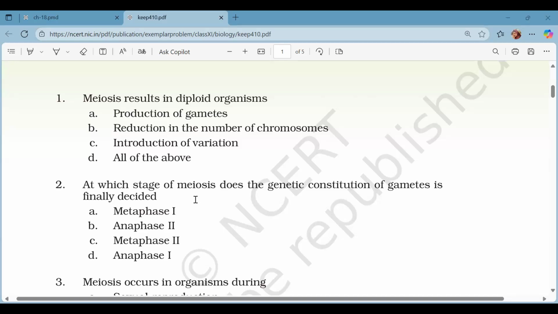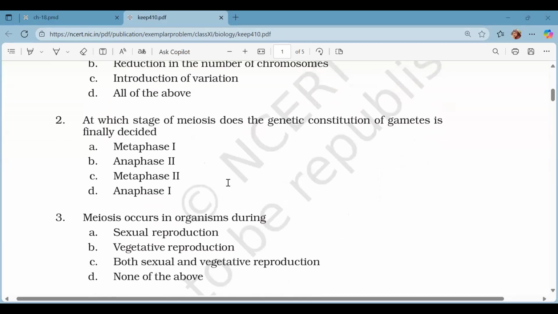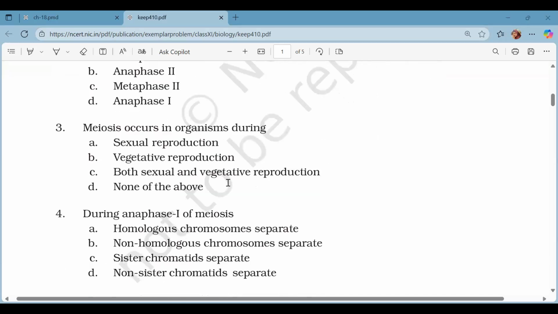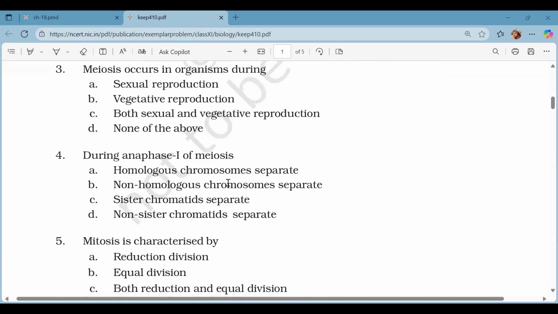At which stage of meiosis is the genetic constitution of gametes finally decided? Ma'am, anaphase 2. Anaphase 1 actually. The reduction actually happens during anaphase 1. Understood? So anaphase 1 basically decides whether the gametes are haploid or they stay diploid. Meiosis occurs in organisms during sexual reproduction. A, it is a property of sexual reproduction.